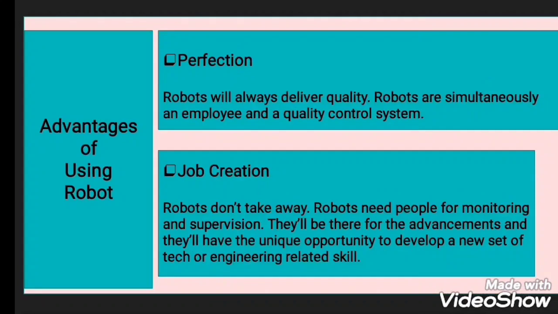Coming to the next point, perfection. Yes, as human beings, we try to work perfectly, but a robot can work more perfectly because you set up the program. It will not make mistakes. A robot will always deliver quality. Robots are simultaneously an employee and a quality control system. Yes, that's quality work. The work we are doing, a robot can do it perfectly.